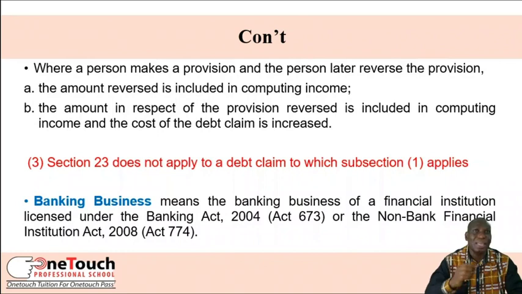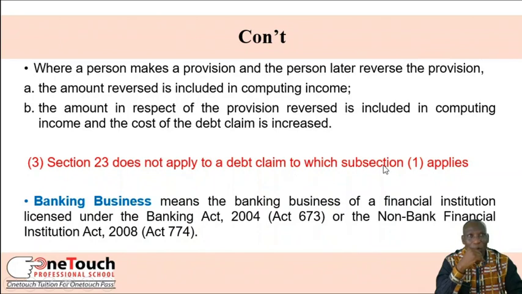Now, section 23 does not apply to a debt claim to which subsection 1 applies. Banking business means the banking business of a licensed financial institution. So like I'm saying, when you come to general provision for bad debts, it doesn't apply. It doesn't apply at all. It doesn't come in.